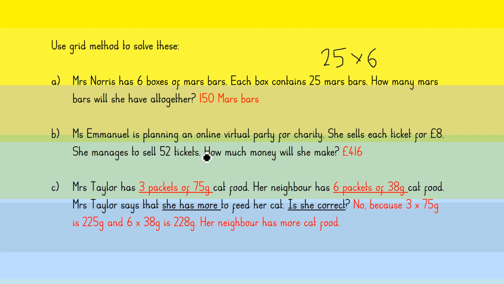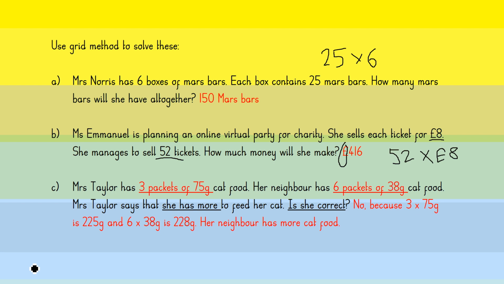Question B. Ms. Emmanuel is planning an online virtual party for charity. She sells each ticket for £8. There's an important bit of information. And she manages to sell 52 tickets. How much money will she make? So our question here would be 52 times £8, which equals £416. I hope you remember to put in your little symbol, the pound symbol on here as well, because it is actually pounds.